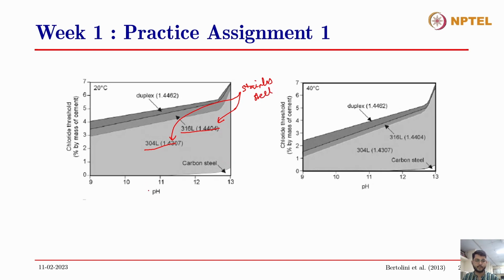And this is carbon steel. So for a pH, they have shown with the increase in pH, what is the chloride threshold that is required for different kinds of steel? That is, with the increase in pH, what is the chloride threshold that can be allowed for different kinds of steel? And you can see that, of course, with increase in pH, the chloride threshold increases. But while the stainless steel lies in a higher chloride threshold regime, high carbon steel lies in a very low chloride threshold regime. So the steel with higher carbon will be more prone to corrosion.